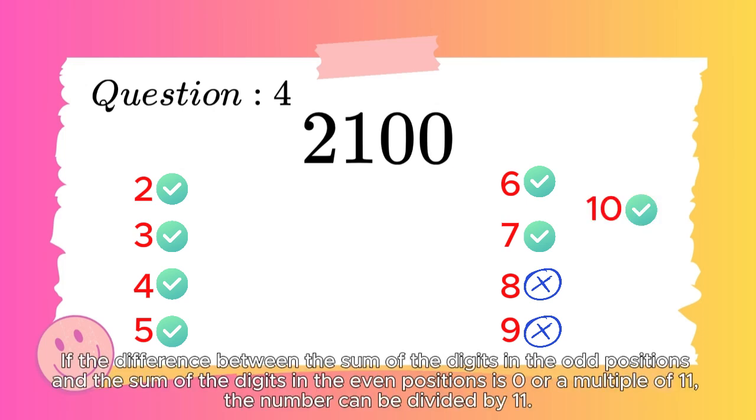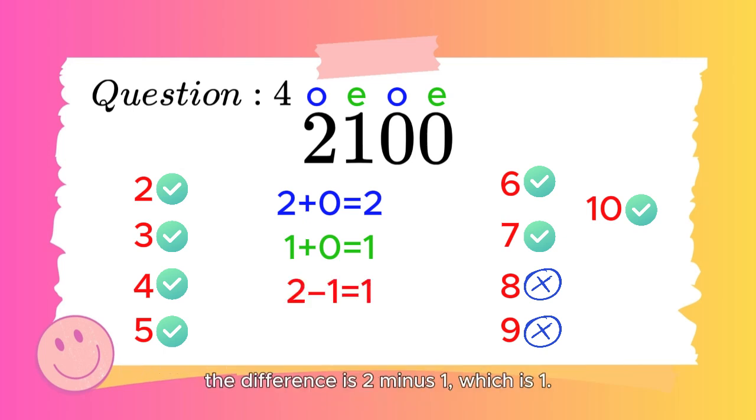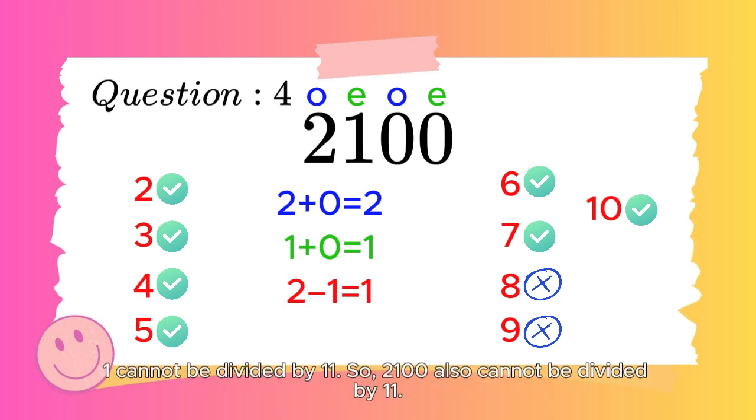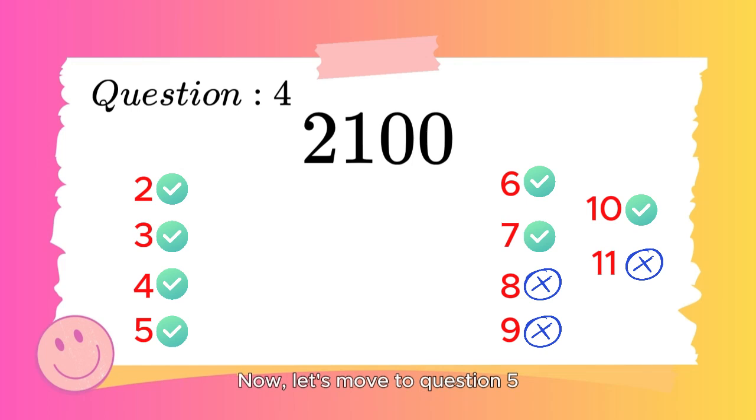If the difference between the sum of the digits in the odd positions and the sum of the digits in the even positions is 0 or a multiple of 11, the number can be divided by 11. In 2,100, the sum of the digits in the odd positions is 2, and in the even positions is 1. The difference is 2 minus 1, which is 1. 1 cannot be divided by 11, so 2,100 also cannot be divided by 11. Now, let's move to question 5.